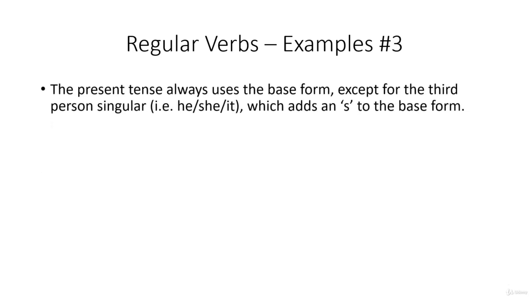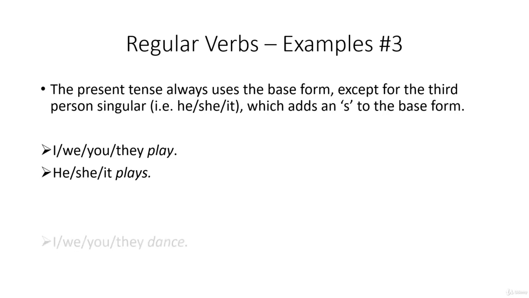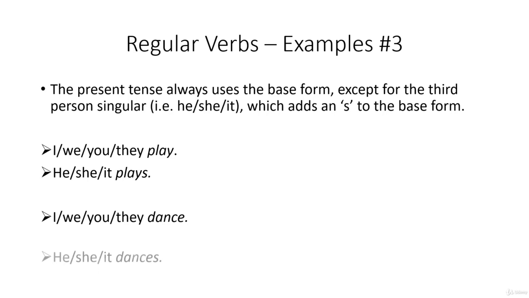When we form the present tense, we use the same as the base form, except for third person singular, which is he, she, and it. And in those cases, we add an s to the base form. So I, we, you, they play. He, she, it plays. Or I, we, you, or they dance. He, she, or it dances.